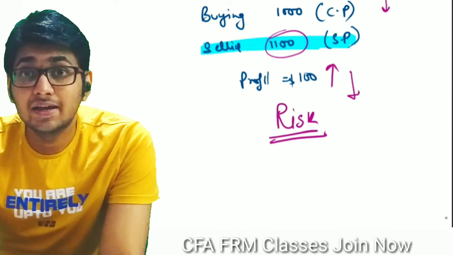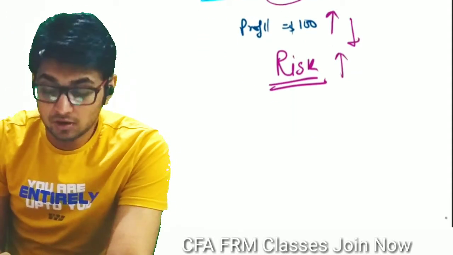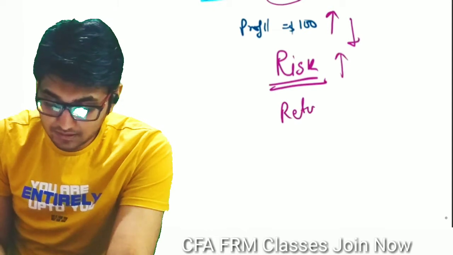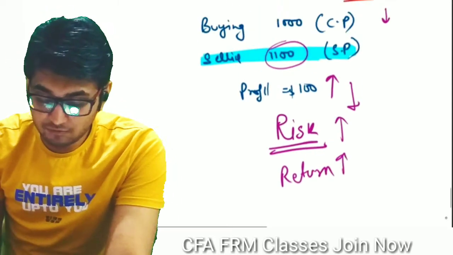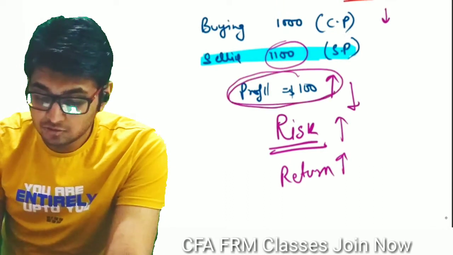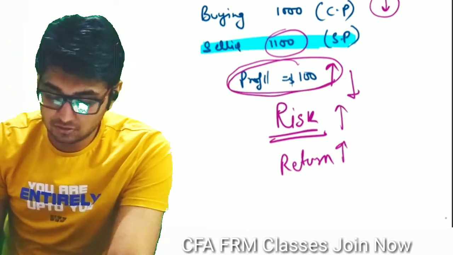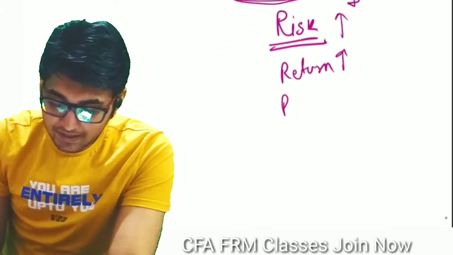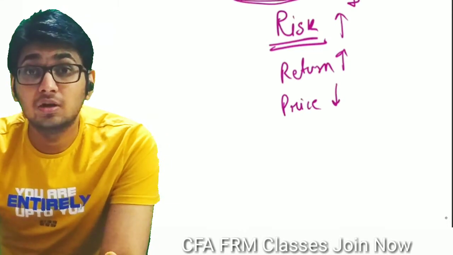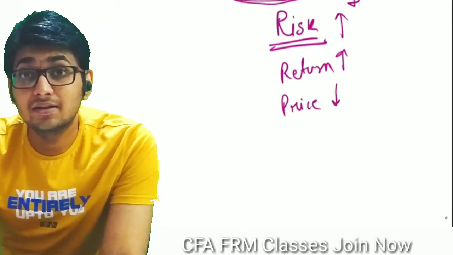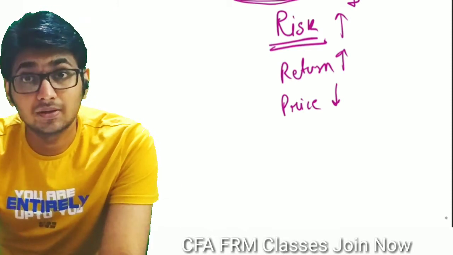When there is a higher risk, try to understand, what am I wanting? I want the return to be higher. And now, just now, I have said, if you want your return to be higher, you need to decrease the cost price. So what will happen? The price of the bond will be lower. Price of the bond will be lower in case of high risk, and price of the bond will be higher in case of lower risk.